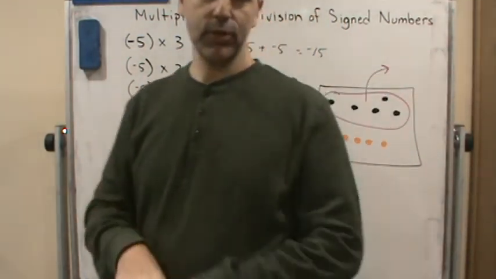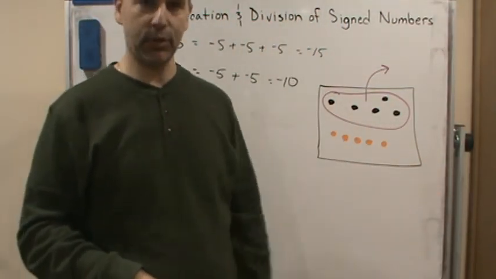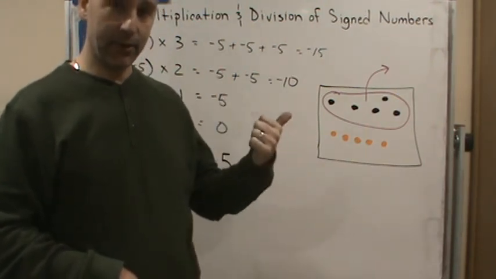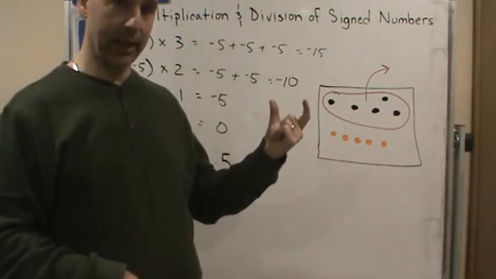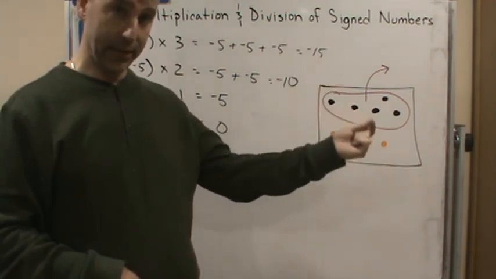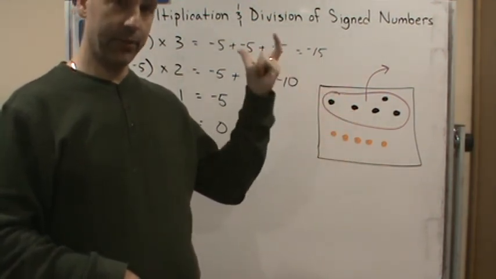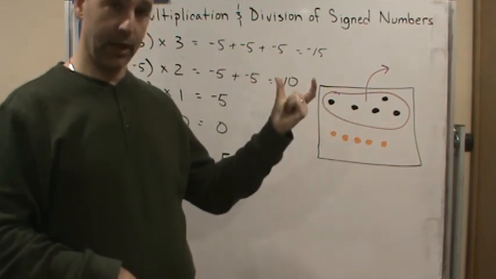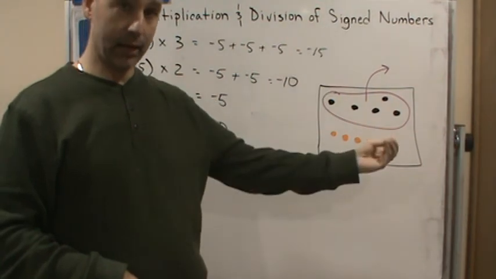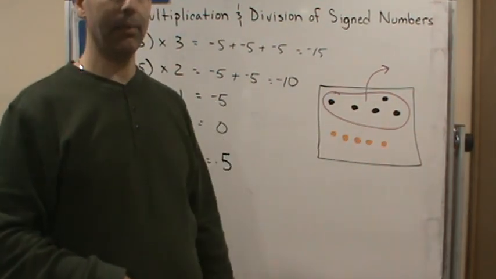So the first step, just multiply the numbers in absolute value. And then the second step is if the two factors, the two numbers you're multiplying together, are opposite signs, then the product, your answer, is negative. If the two factors are the same sign, then the product, or the answer, is going to be positive.